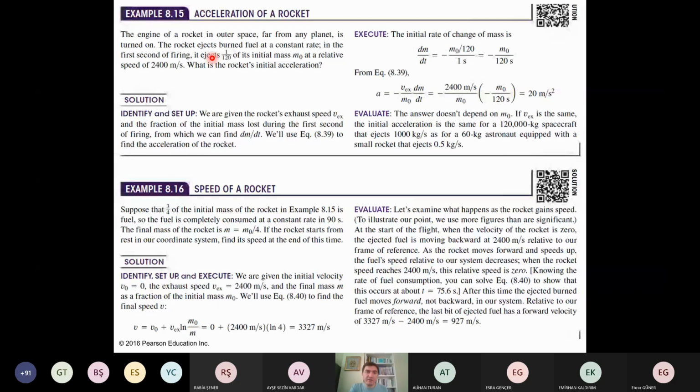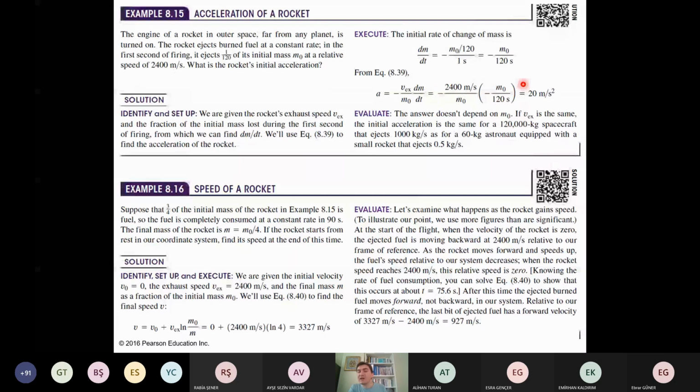So then what about the acceleration? Acceleration is given by minus vx over m0 times dm over dt. We have calculated dm over dt here. And then vx: this is the relative speed of the ejected fuel, which is given, so put it there. And for the mass, just put m0. Here we have m0 and here we have m0, so this m0 cancels that m0, and you can find the acceleration of the rocket. Look at the acceleration: it is 20 meters per second squared.